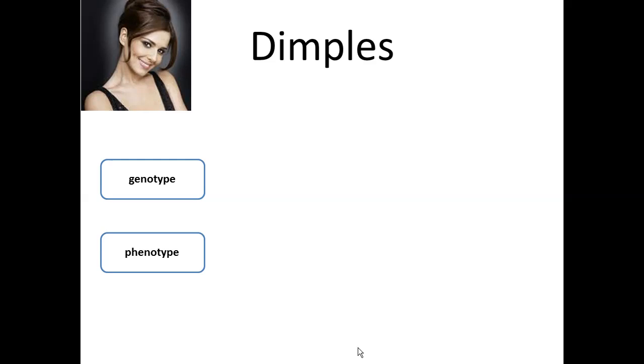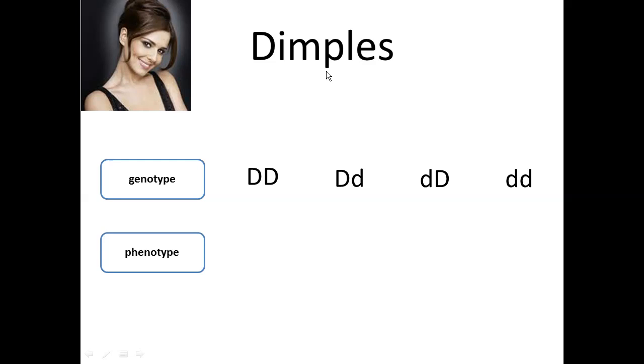So the genotype is the kind of alleles that you have. Instead, the phenotype is the appearance. And in this case, you have these different kinds of genotype. One with both dominant alleles, these 2 with one dominant and one recessive, and this one with 2 recessive.